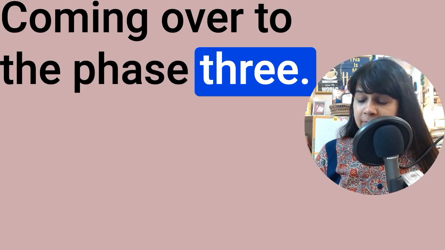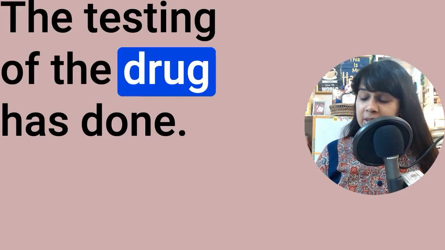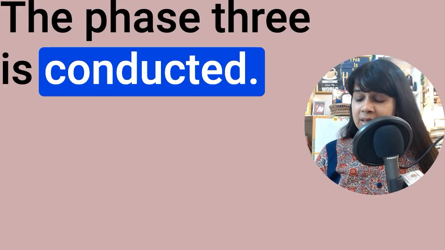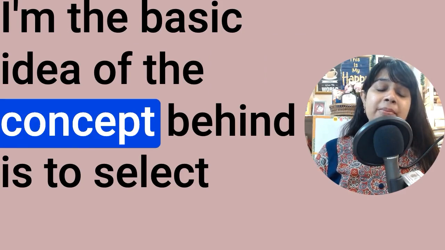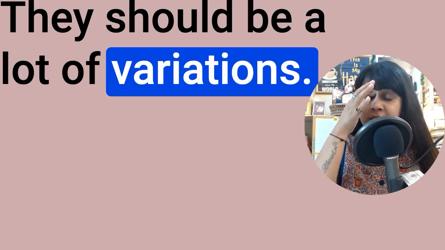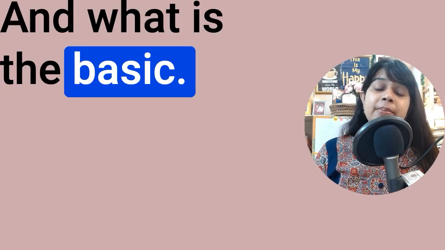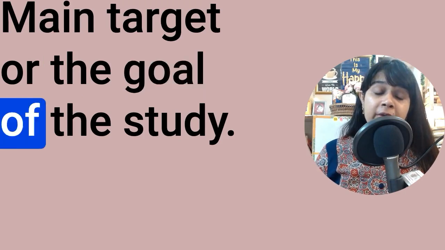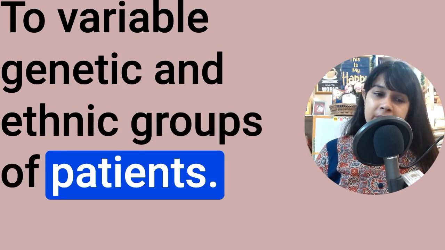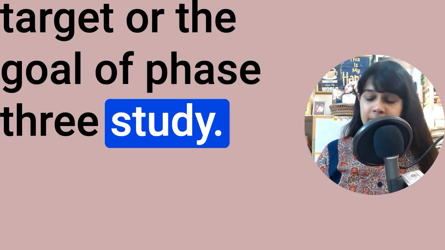Coming over to Phase 3, here the testing of the drug is done in a large number of patients. In a big population, the testing of the drug is done, and it's a multi-centric study. Phase 3 is conducted at several centers. The basic idea behind it is to select individuals with a variety of genetic makeup. There should be a lot of variations in the genetic makeup to conduct Phase 3 studies. And what is the main goal of the study? To generalize the results to variable genetic and ethnic groups of people. We have to generalize the results. That is the basic target or goal of Phase 3 study.